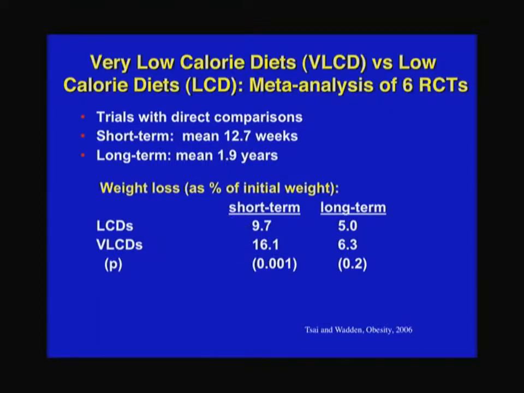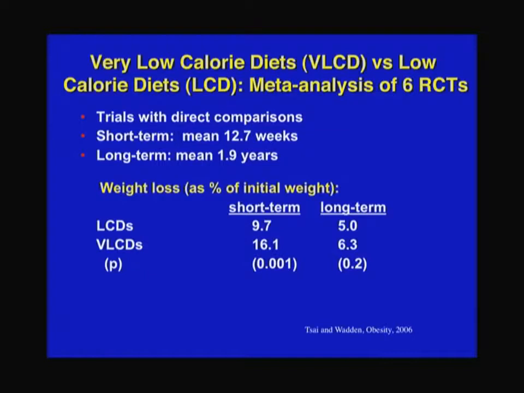In the longer term, now getting out to 2 years, and it just depends how long you follow these out, the weights come close together. So a very low-calorie diet is not a particularly efficacious way to get weight off long-term compared to a lower-calorie diet. They both appear to work the same.